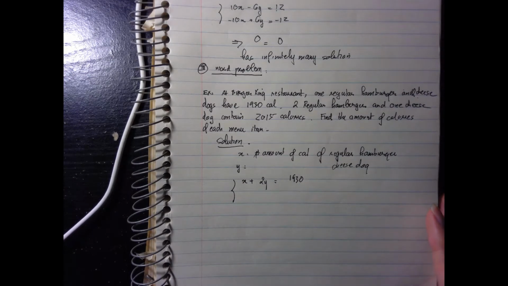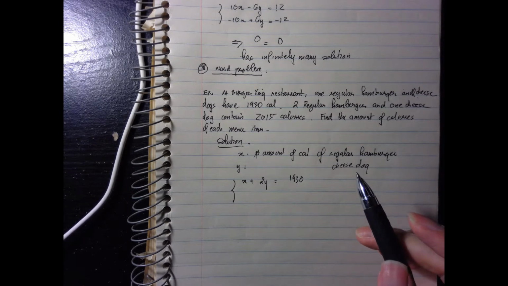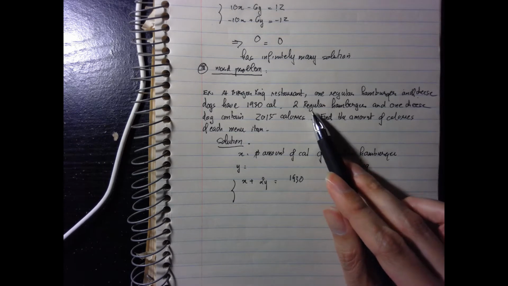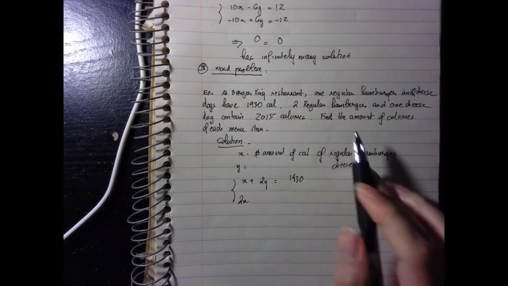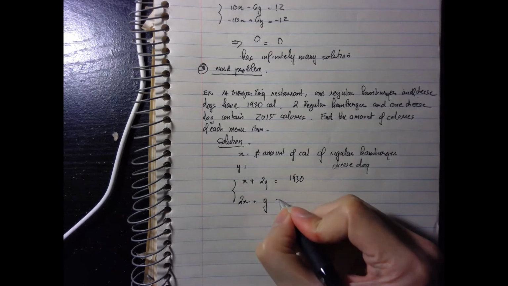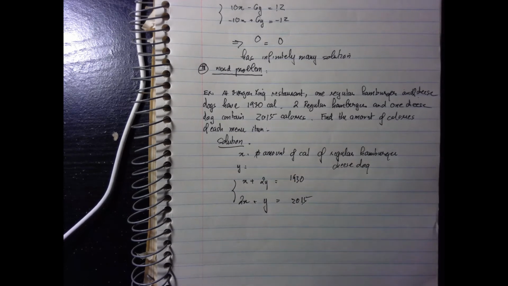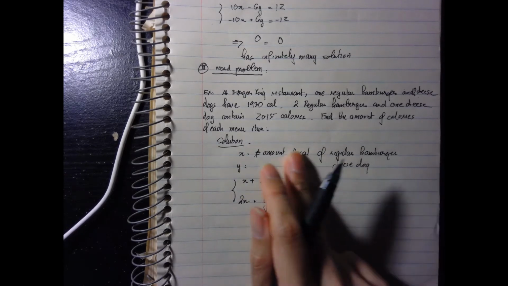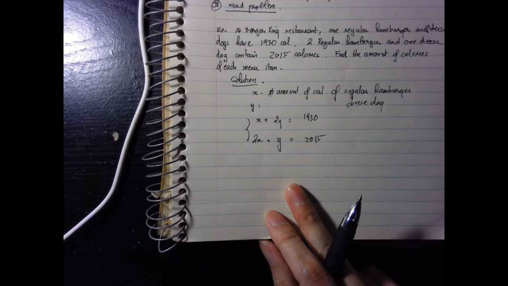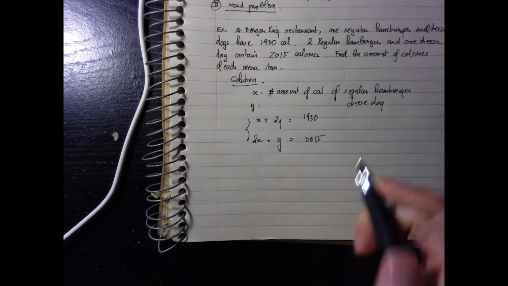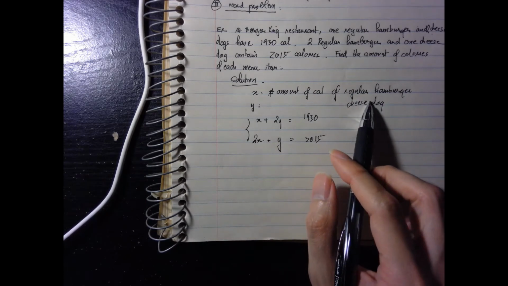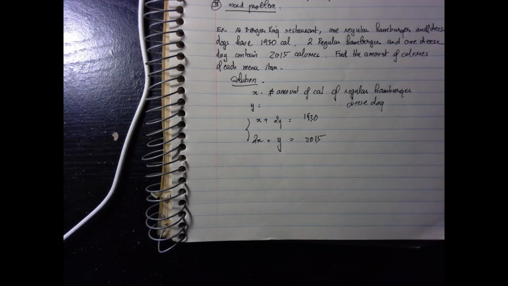The second equation is based on the second menu. The second menu we have 2 hamburgers, meaning 2x, 1 cheese dog, 1y, equals 2015 calories. Now we have a system of equations. Now we can solve for x and y at the same time. So as long as we solve for x and y, we solve for the amount of calories of a regular hamburger and cheese dog, right? And when we solve this, again, we consider which method we want to use. Since one method is sometimes harder than the other, we always want to pick the wise one, the easy one.